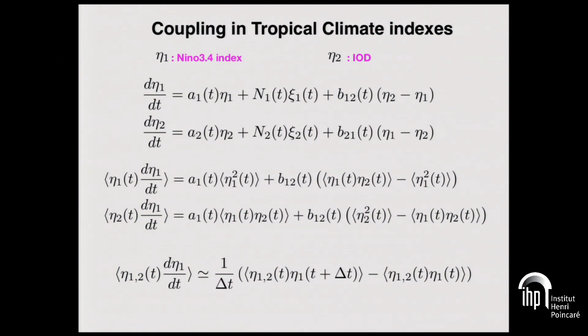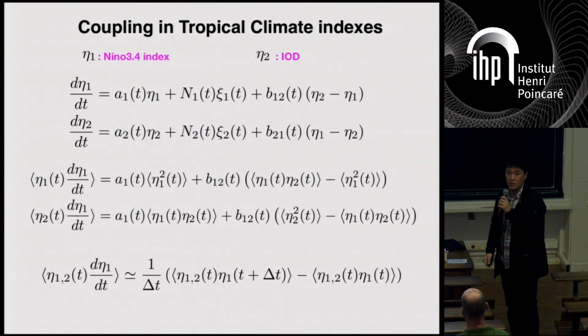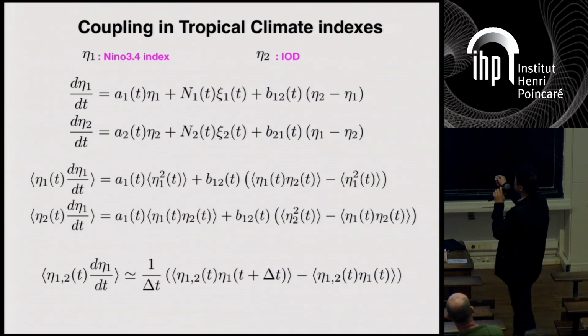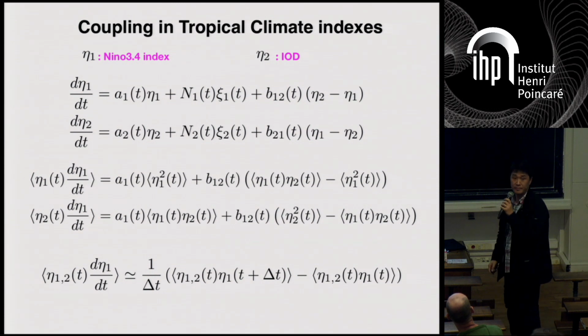Initially, if you look at the equation, this part is the same as before, but I include simple coupling terms between the two. Two coupling terms exist. This coupling coefficient is also a periodic function, because seasonally that coupling should be different. So B12 is the influence of IOD on Nino 3.4, and B21 is the influence of Nino 3.4 on IOD. They should be different, as you guess.